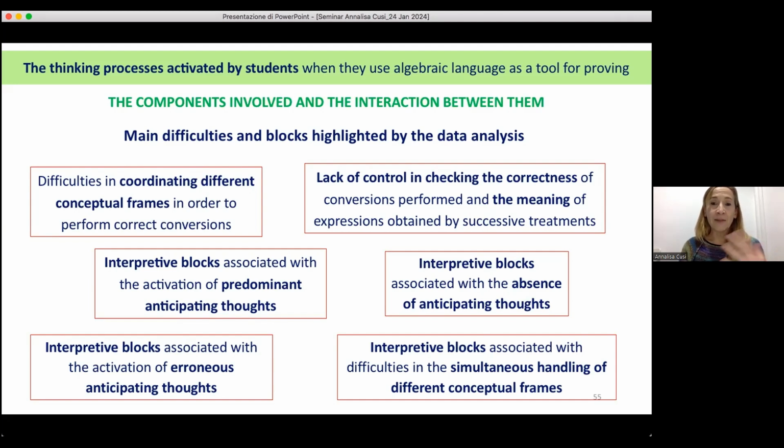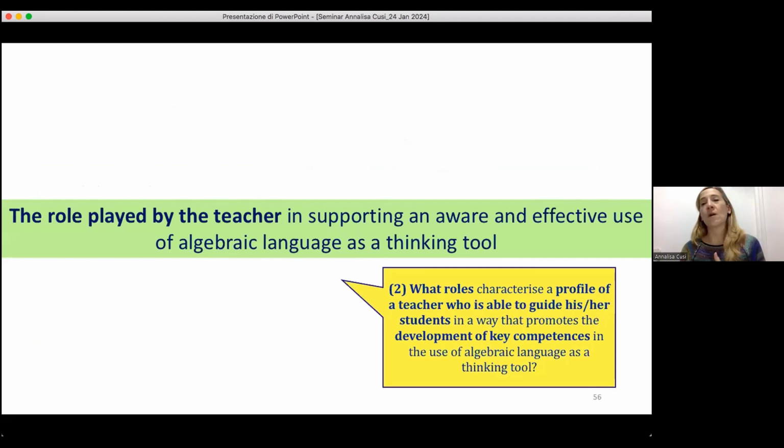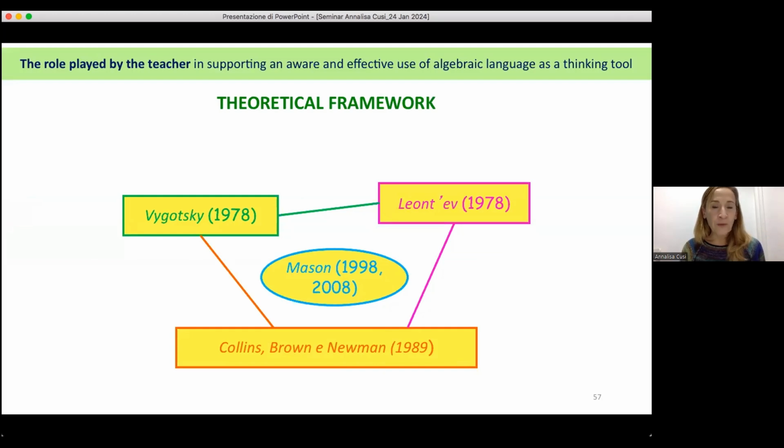So the difficulties faced by students in developing these proofs suggested to me to shift the focus to the teacher's role and to try to find out if there could be a profile of a teacher that is able to guide students to develop and to manage effectively the use of algebraic language to think. Again, I will briefly present the framework behind this construct and the introduction of this construct.